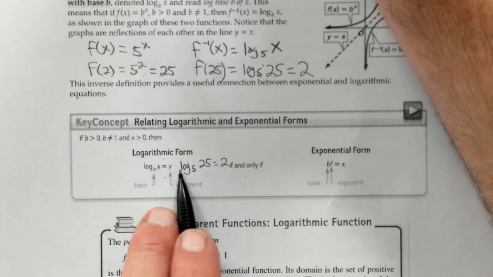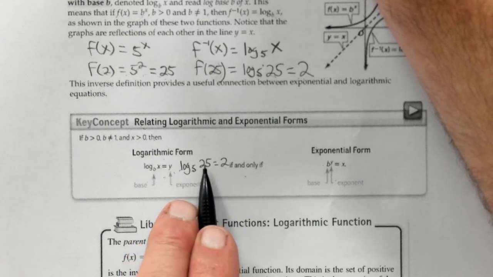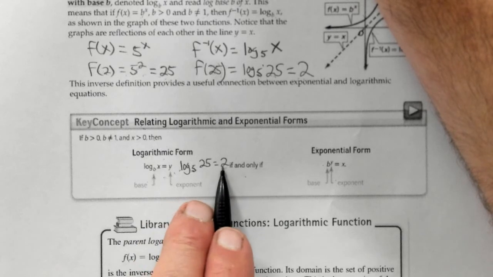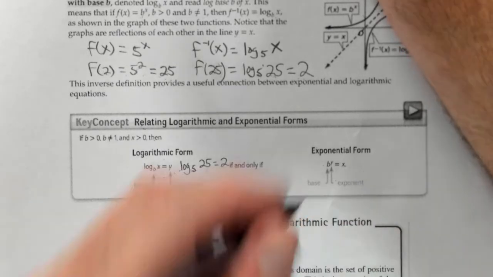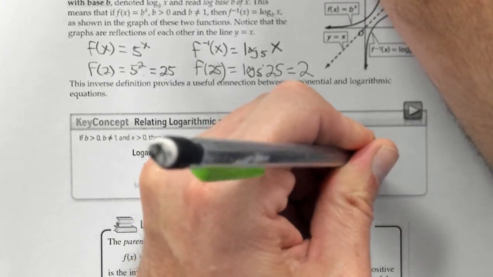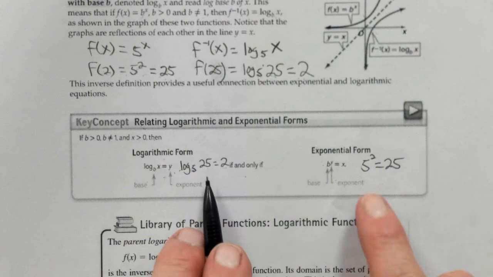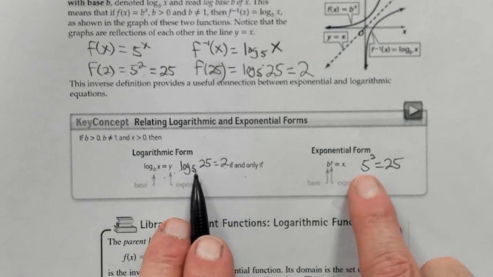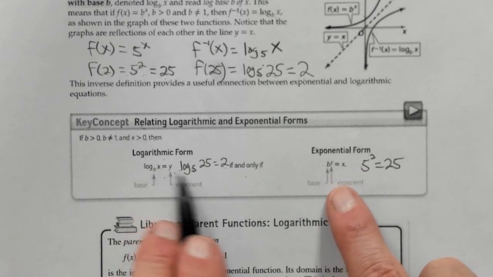This is your base in log form. This is your base. This is your exponent. This is what you get when you raise this base to this exponent. 5 squared is 25. Well, in exponential form, that would just be 5 squared equals 25. All right? So sometimes it's easier to see how it's rearranged when you plug in regular numbers to see how this is working instead of just x's and y's.